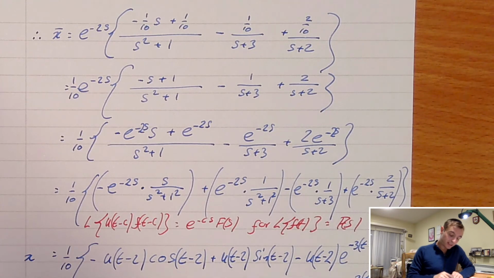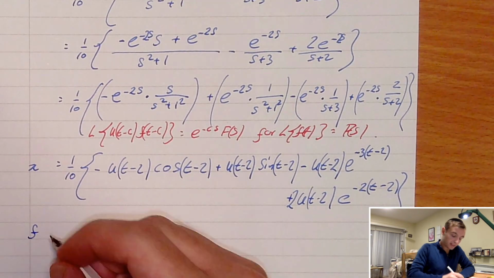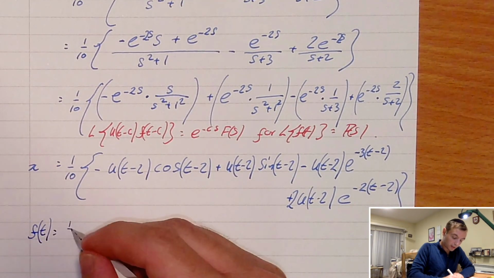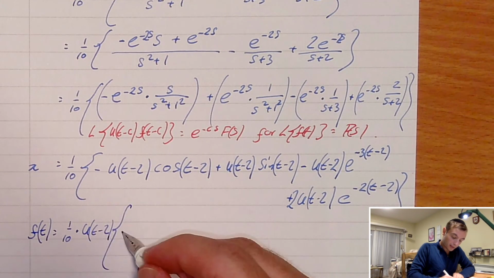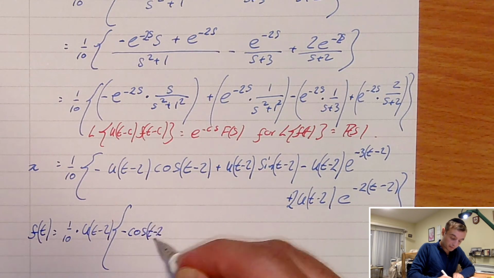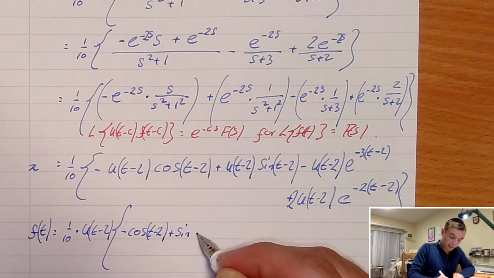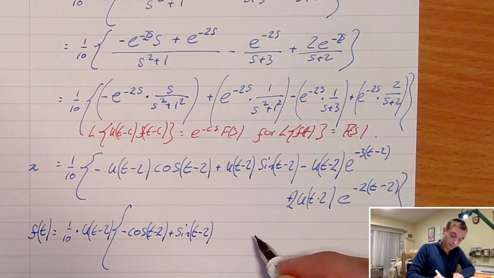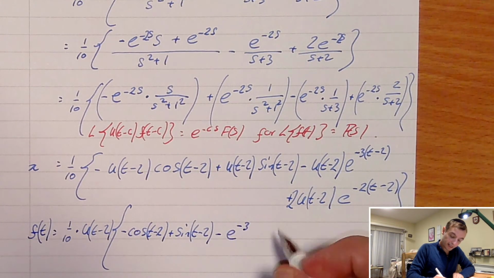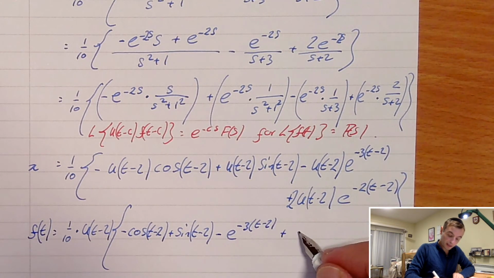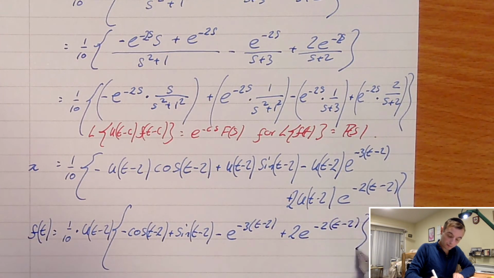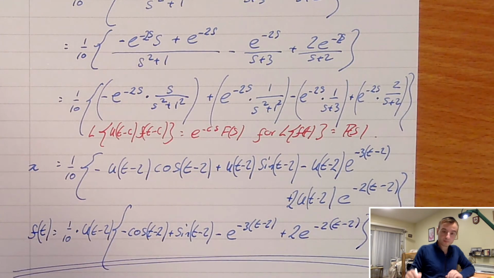And then what we can do, we can take out the u(t minus 2) and say that f(t) equals 1/10 dot u(t minus 2) times minus cosine(t minus 2) plus sine(t minus 2) minus e to the minus 3(t minus 2) plus 2e to the minus 2(t minus 2). And that's our final answer.